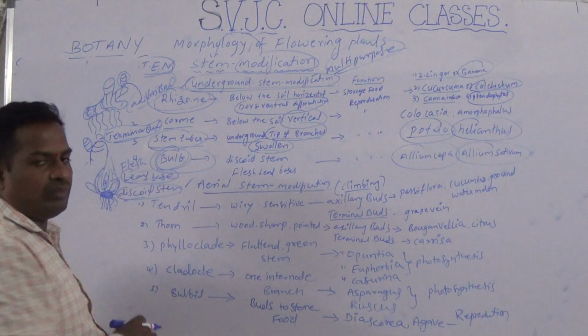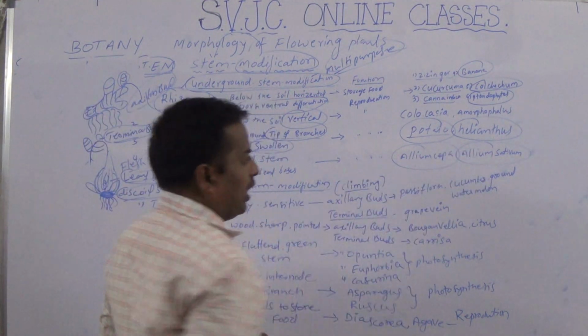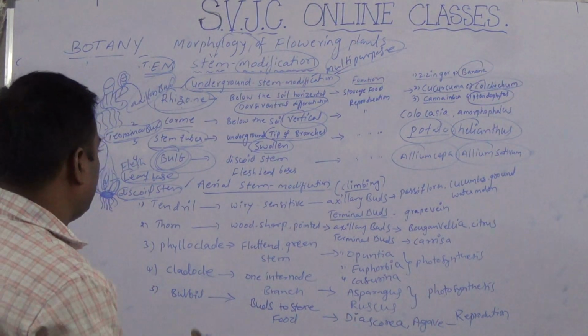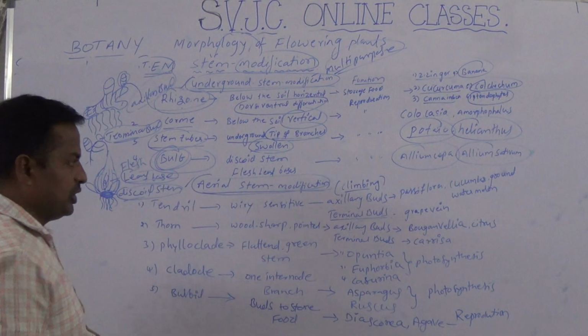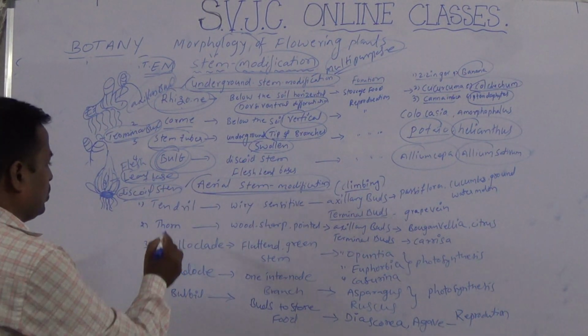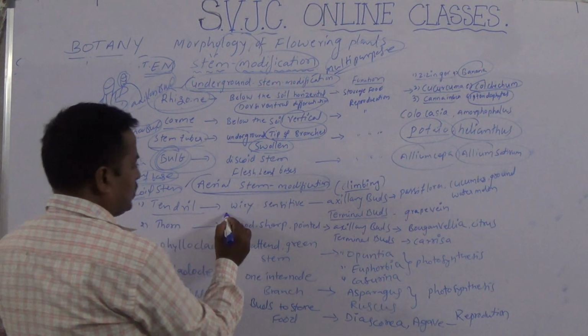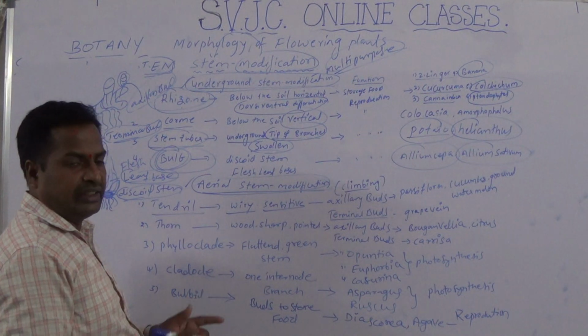In Lily family, what type of stems are also reported? Bulb is also reported. In which species? Like Allium cepa and Allium sativum. And the next is another modification, aerial stem modifications. So there are different types of aerial stem modifications. First one is tendrils. A tendril is a wiry, coiled, sensitive structure.